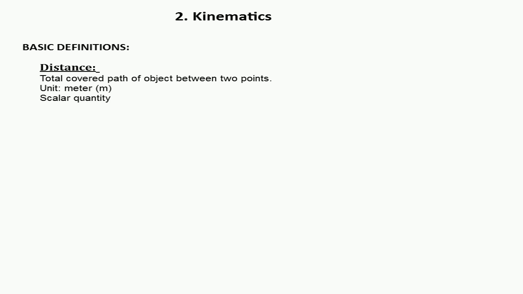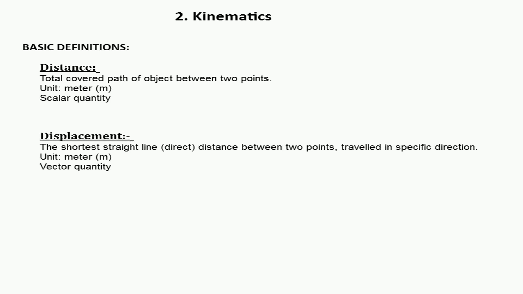The second basic quantity is displacement. Displacement can be defined as the shortest straight line direct distance between 2 points traveled in a specific direction. The unit of displacement is meter, just like distance, but the difference between distance and displacement is that displacement is a vector quantity. So for the study or drawing of displacement, we must mention the direction.